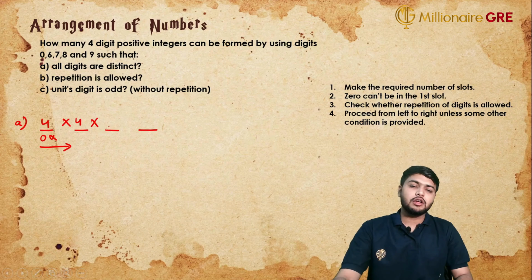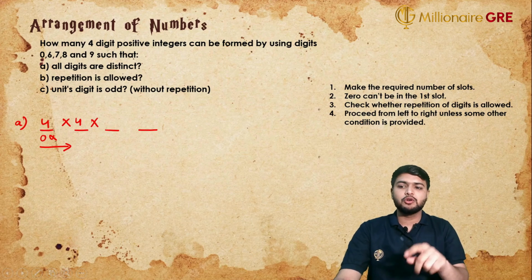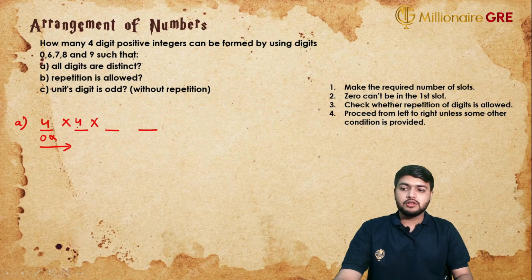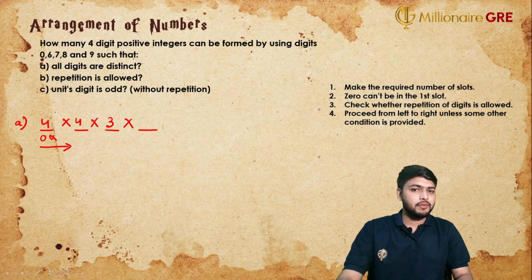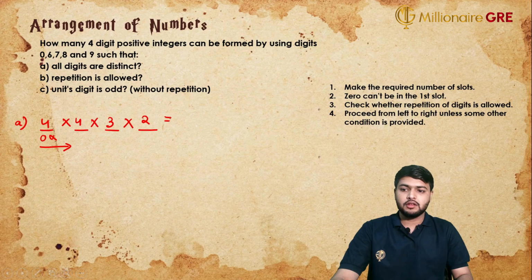And in the third slot, the 2 digits which are in the first 2 places cannot be repeated. So out of 5 digits, 2 digits cannot be there. So remaining 3 can be here. Now 3 digits are already present. So remaining 2 digits can be in the last place. So the answer here is 96. Let's solve the second one.